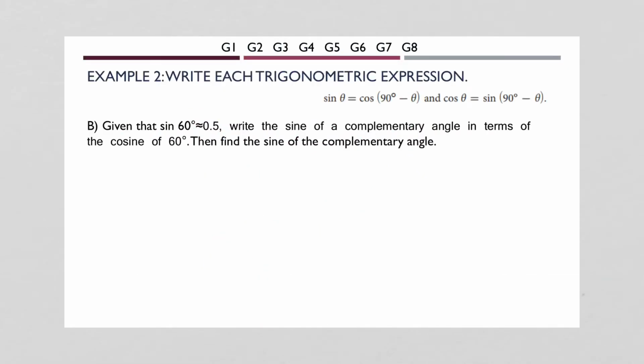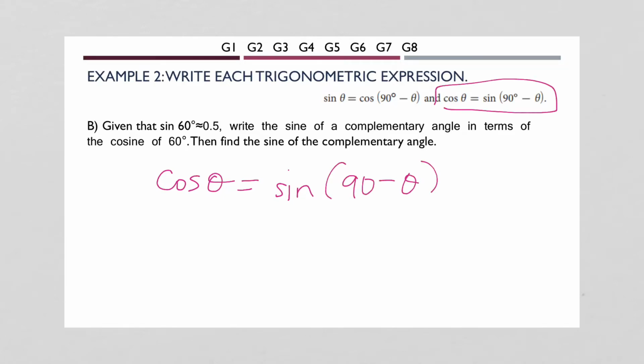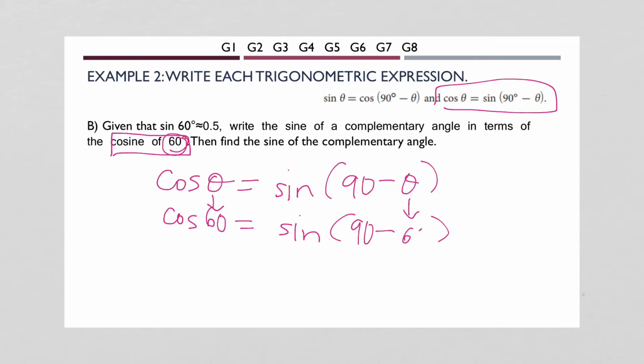Okay, B, same idea. This time we're going to use cosine. So cosine theta is equal to sine of 90 minus theta. Where did I get it from? Right here. And why? Because we're looking at it in terms of cosine of 60 degrees. So cosine of 60 degrees, so this is my theta, is equal to sine of 90 minus, since we said theta is 60, then I'm going to plug in 60 in here.